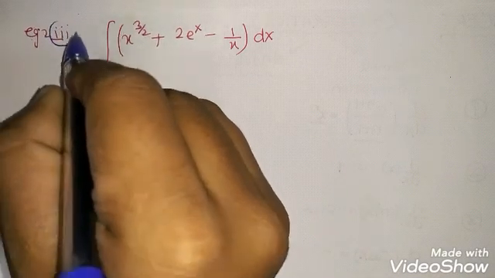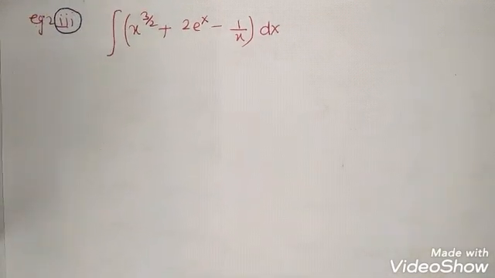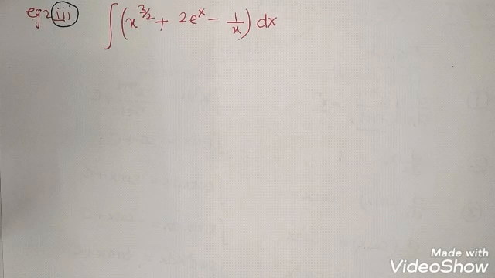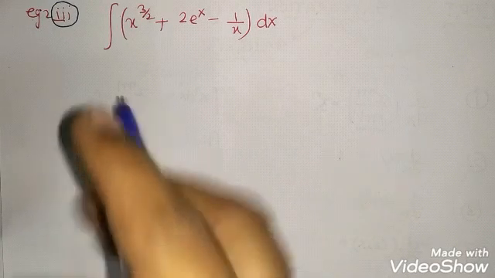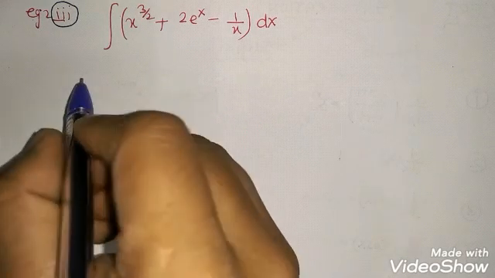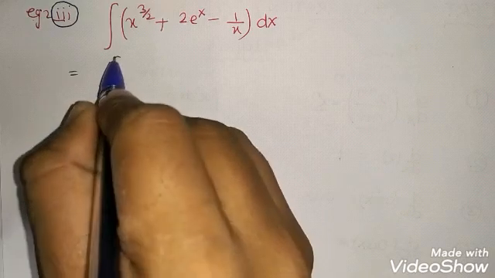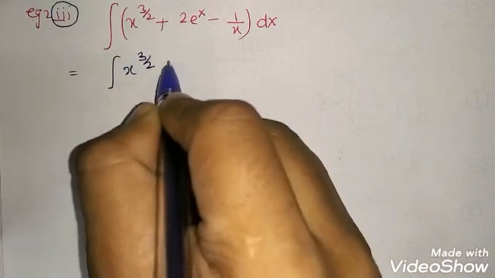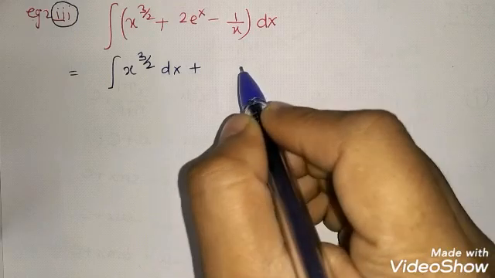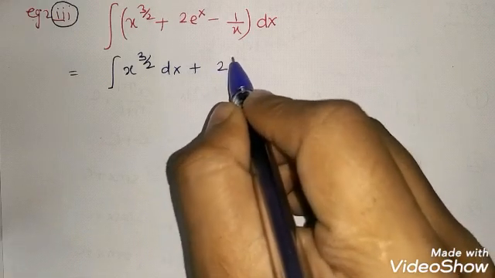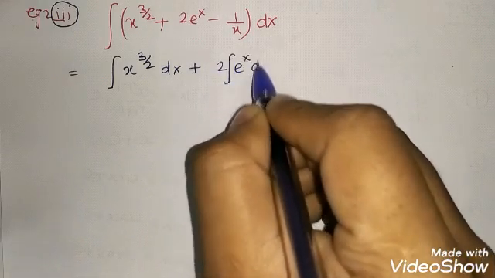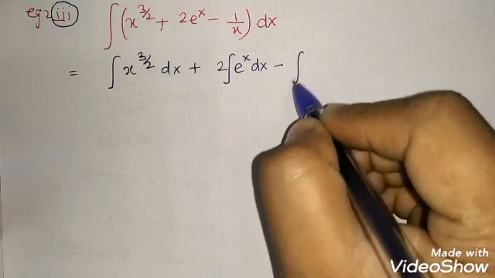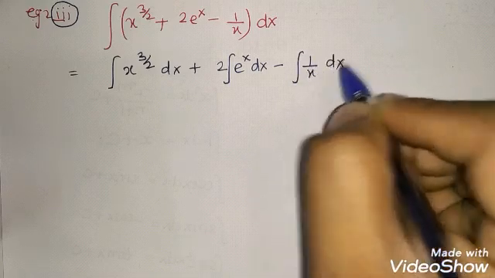Third part, easiest one, you can say. How is it the easiest one? See, how can we calculate it? There is a method to calculate it. Separate the integrals: integration of x to the power 3 by 2 dx plus 2 integration of e to the power x dx minus integration of 1 by x dx.